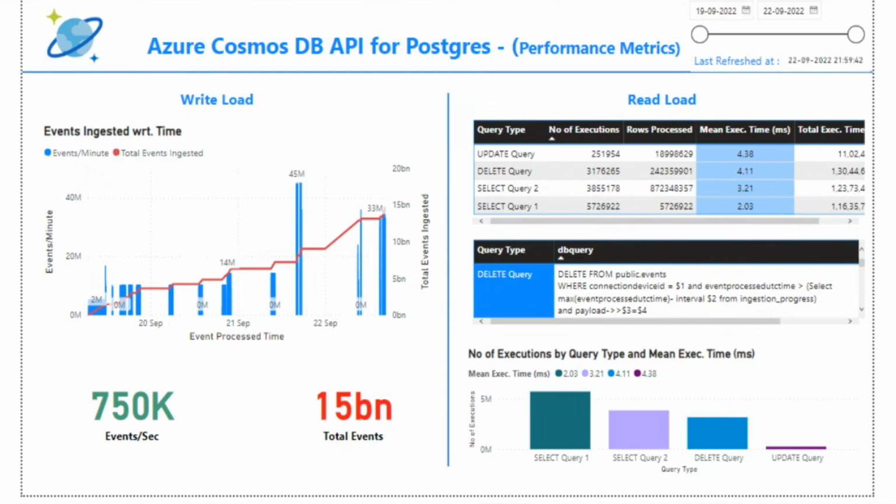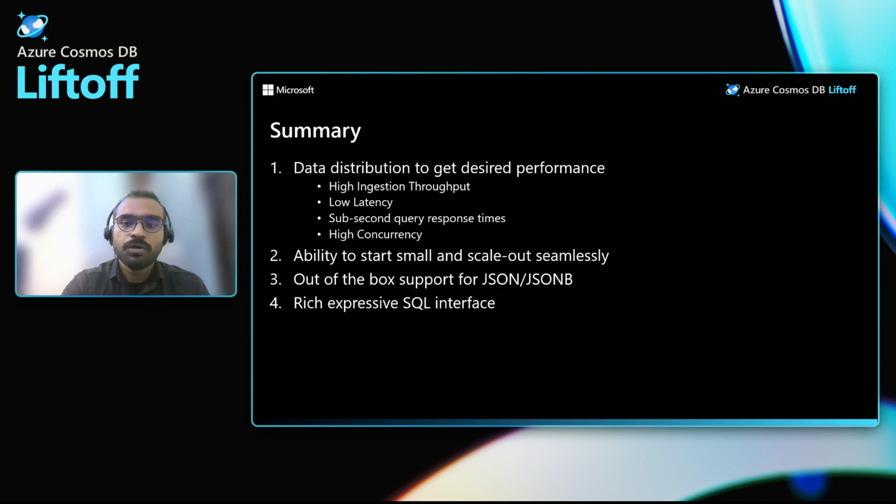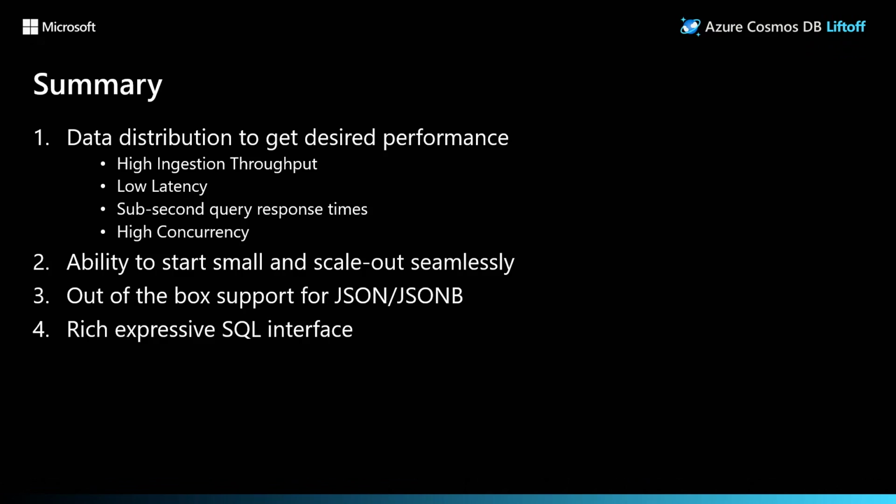To summarize the talk, we saw Cosmos database for Postgres' capability to handle high ingestion and low latency workloads, and how native data distribution helps in achieving the scale required for IoT time series applications. We also saw how JSONB could be used to store data with different schemas from a variety of IoT devices. And at last, the SQL expressiveness, which allows us to query both structured and semi-structured data together.